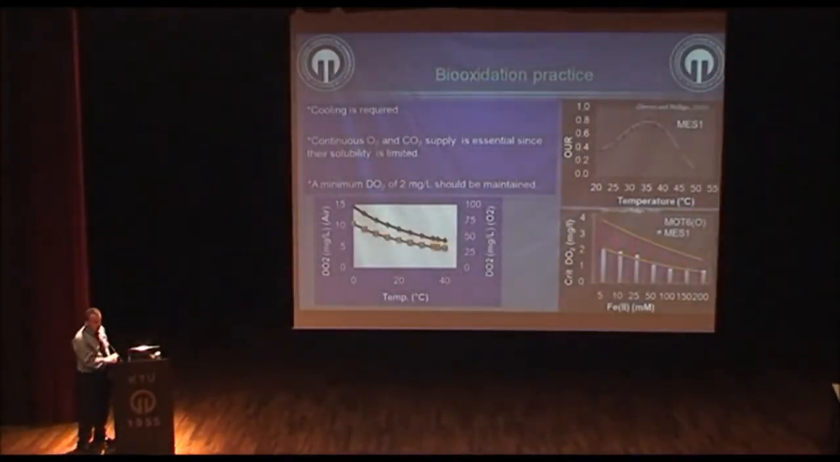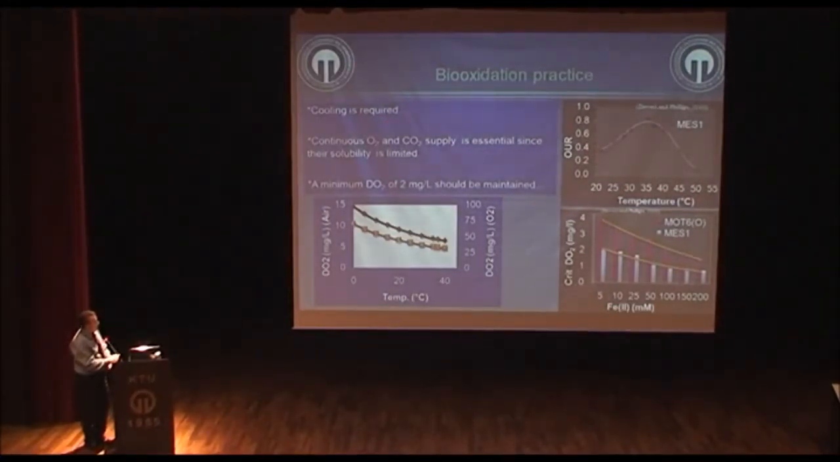Because the oxidation of sulfides is an exothermic reaction, cooling is required because bacteria can only thrive at certain temperatures. For example, mesophilic bacteria are often used, and they can tolerate temperatures up to 40 to 45 degrees. So to control the temperature, cooling is often required.